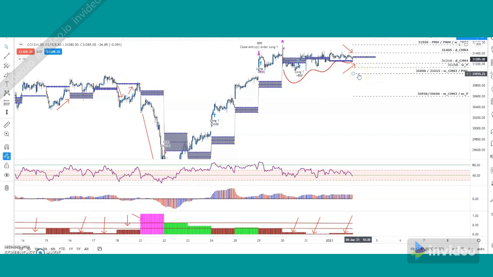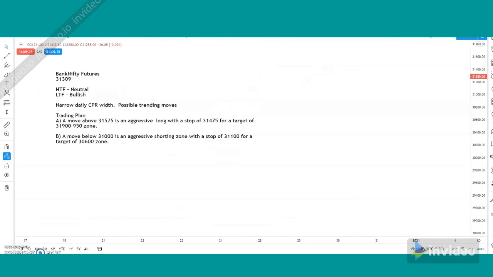So the second plan should be short below 31,000 with a stop loss of 31,100 and focusing towards the target of 30,550 to 30,600, which is nothing but monthly Camarilla S3 and monthly pivot, or in other words, this is the monthly golden pivot zone. So these are the two trading plans for 4th January 2021, which I have mentioned here.